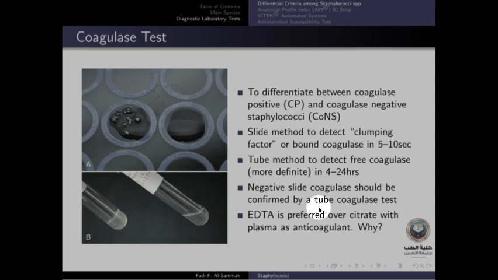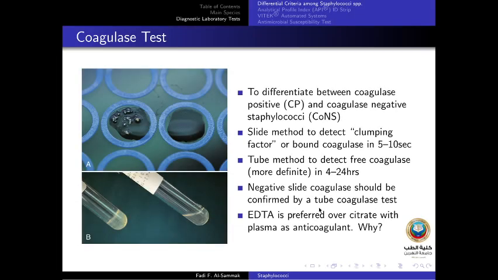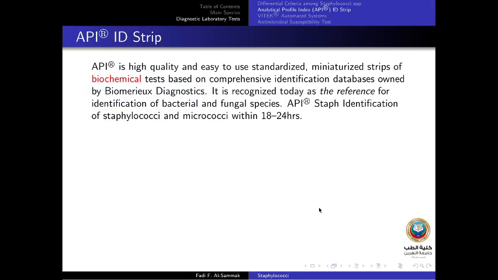So to avoid misleading results, we prefer using the EDTA in this case. Now there is another test which is considered the reference for identification of Staphylococci, which is called the API system, Analytical Profile Index. It is high quality, easy to use, standardized, miniaturized strips of biochemical tests. So this is a biochemical test, based on different identification databases.